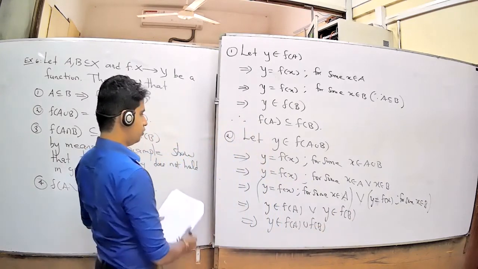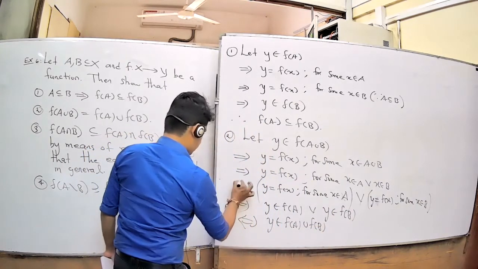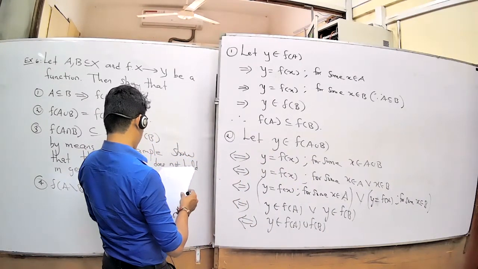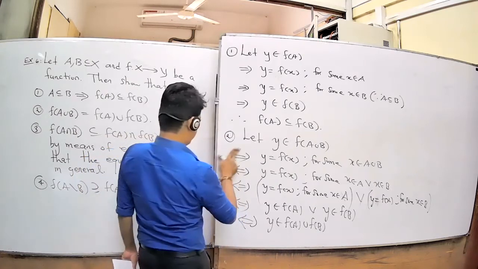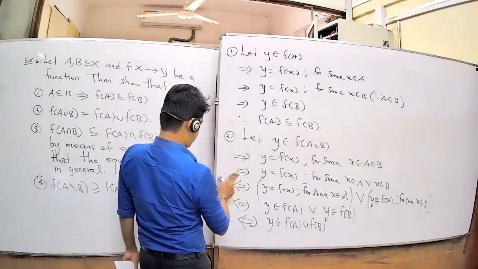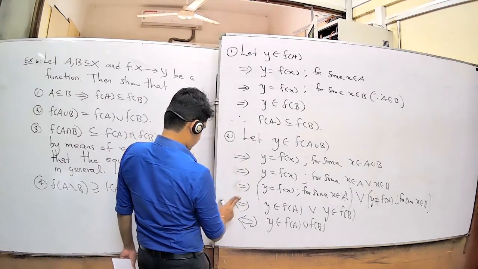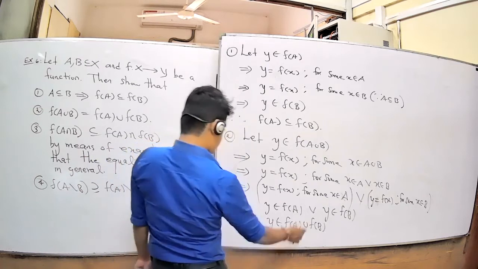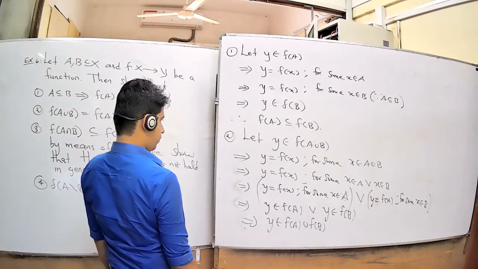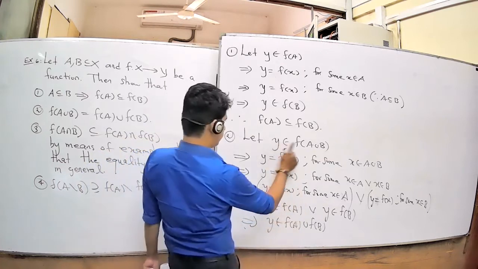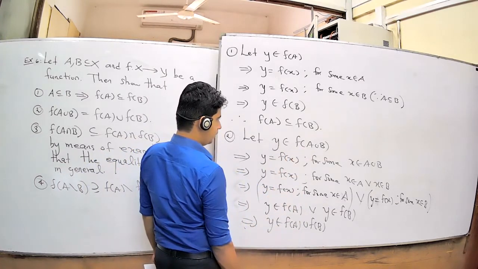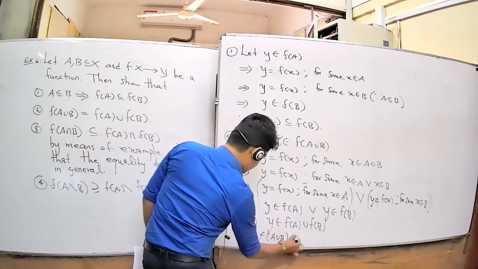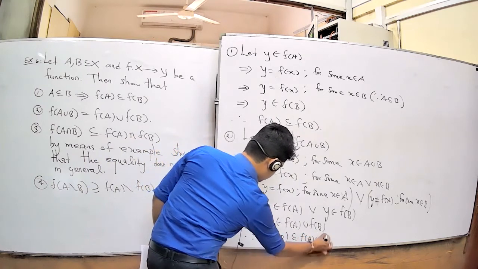The converse part is also true. Otherwise, you can take it like this: y belongs to f of A union f of B. Therefore, first you take y belong to f of A. Now we prove y belongs to f of A union B. Therefore, f of A union B is a subset of f of A union f of B.